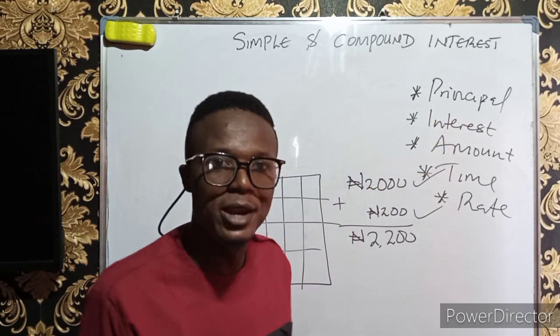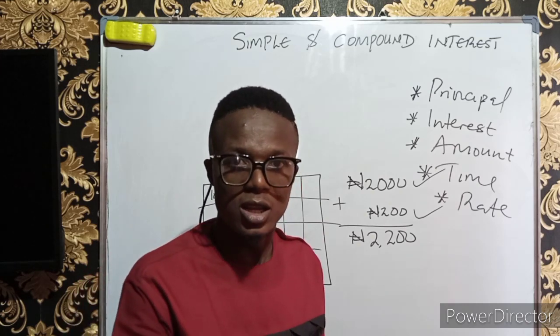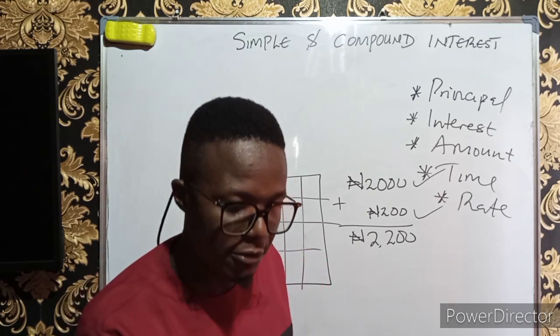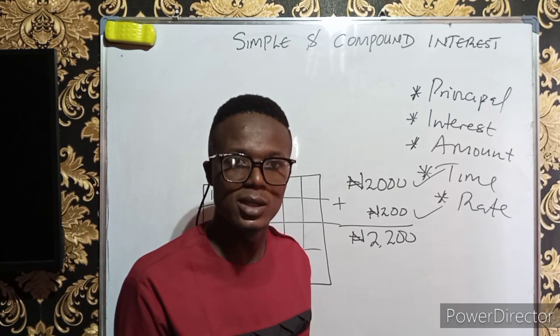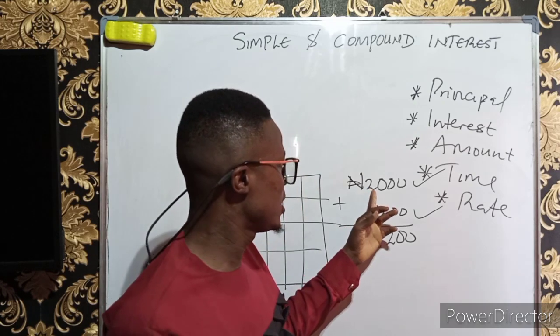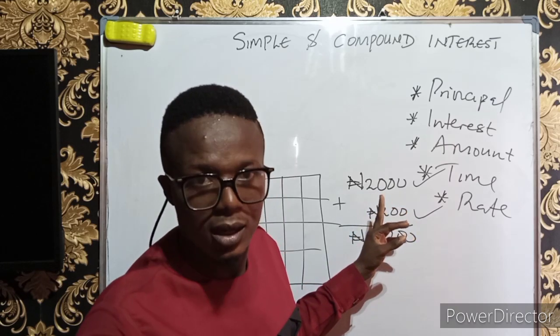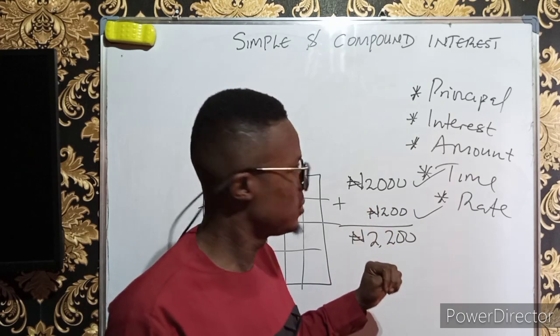First of all, you need to know the meaning of principal. Principal is just the amount of money in question. If you save money in the bank and the money is giving you some interest, that amount of money you've saved in the bank is the principal. Let's say here the principal is 2,000 naira. The amount of money saved or lent out gives you the principal.